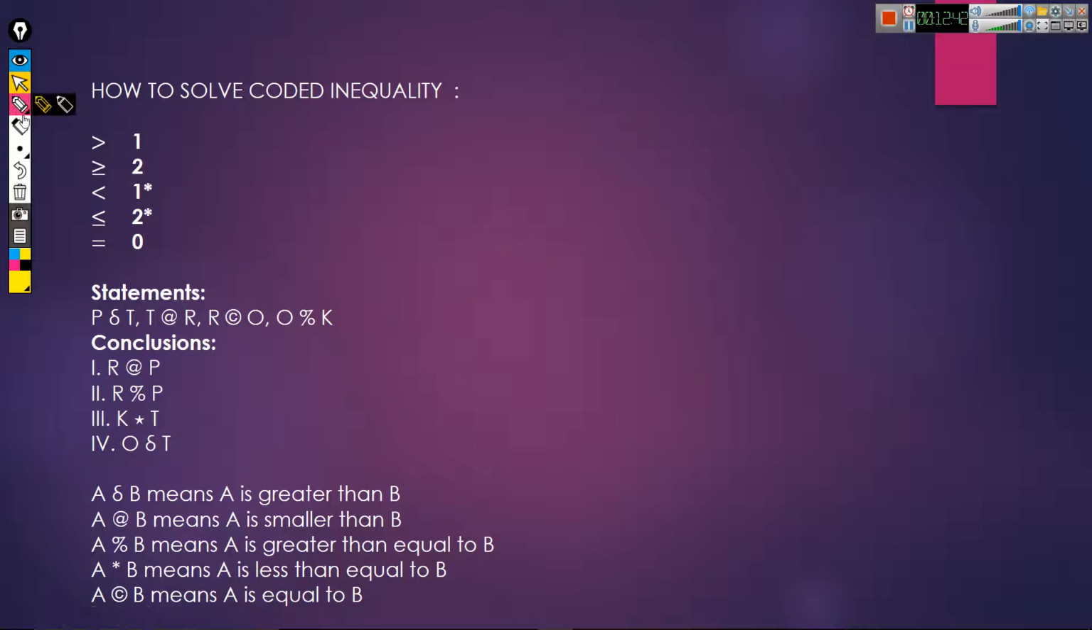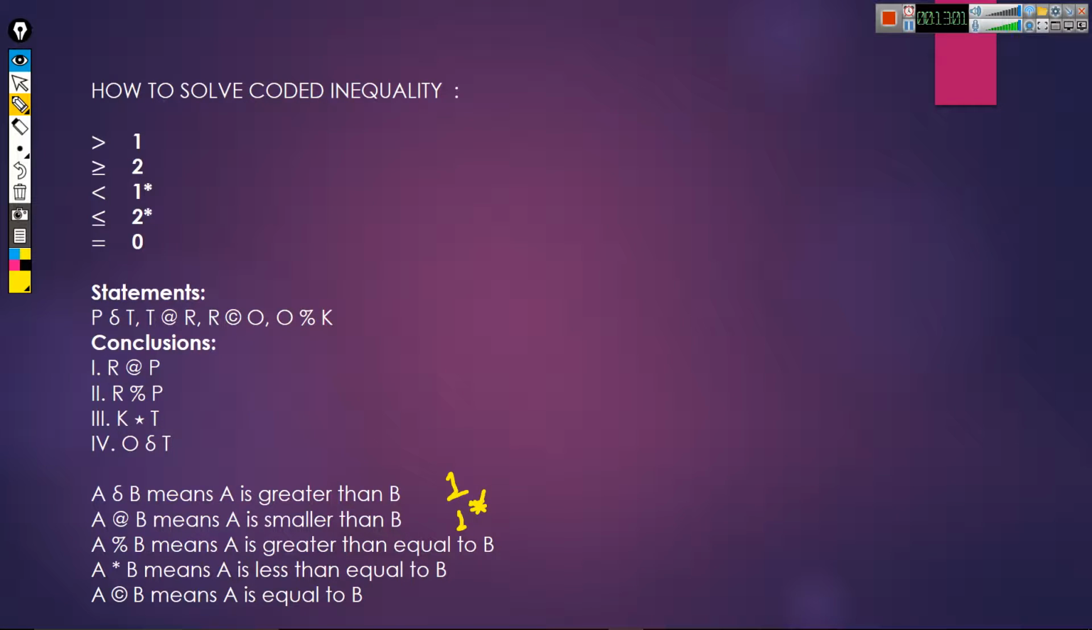Let's see the question. Again, see here, A delta B means A is greater than B. So for greater than, we use 1. A at the rate B means A is smaller than B. Smaller than means 1 asterisk.